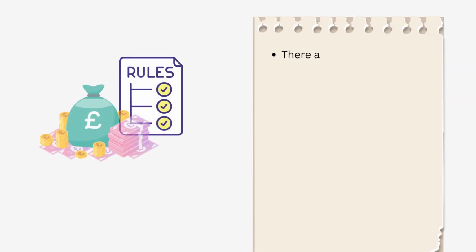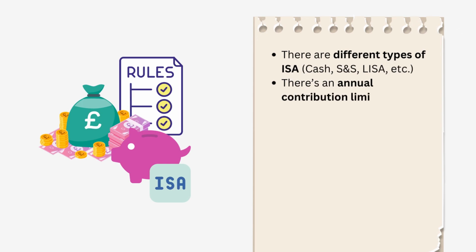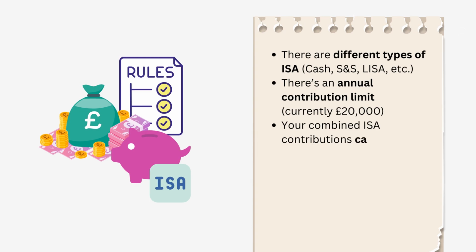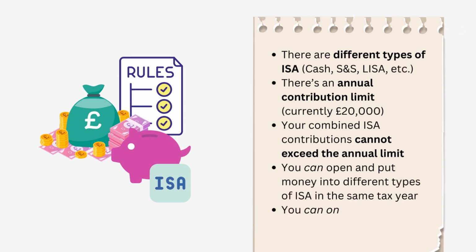Just a quick note, there are several different types of ISA, and there's also a limit on how much you can pay in each tax year. This annual limit, which is currently £20,000, applies across all your ISAs, not to each one. So for example, if you've already put £2,000 into a cash ISA, you can still open a stocks and shares ISA, but you could only put £18,000 into it this year.